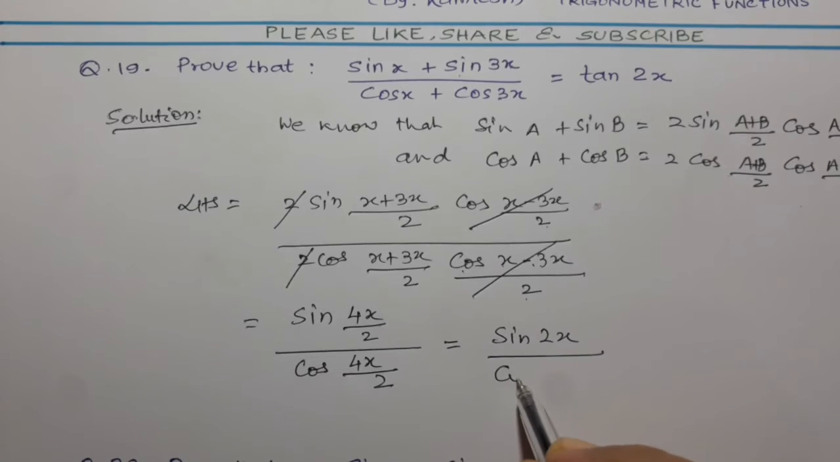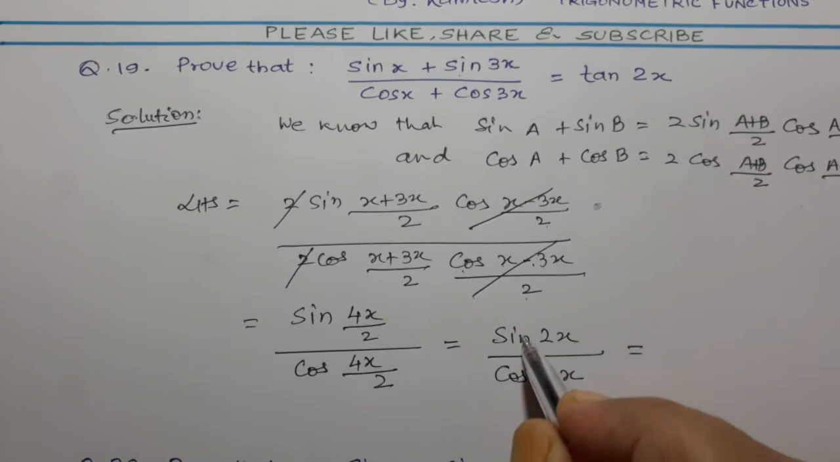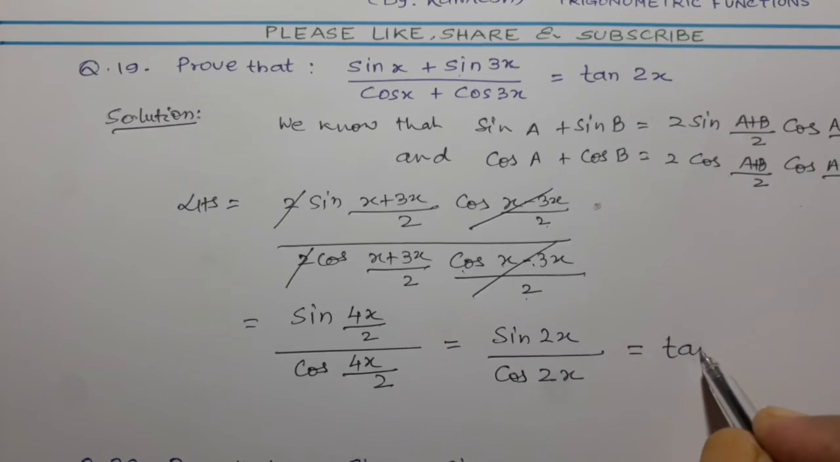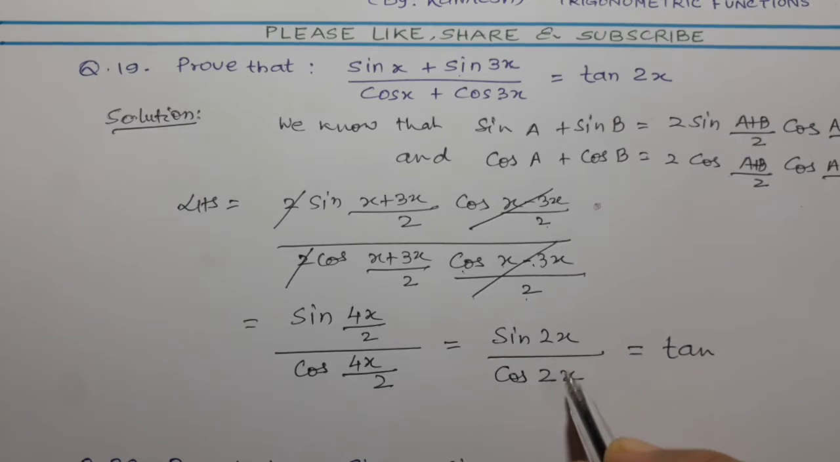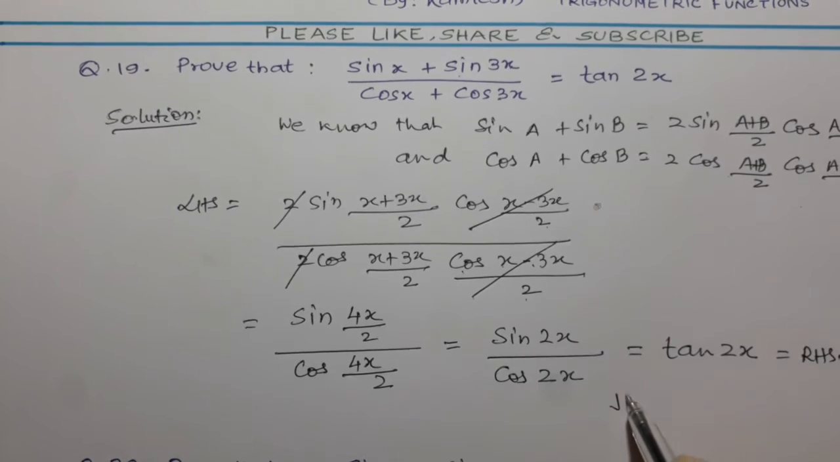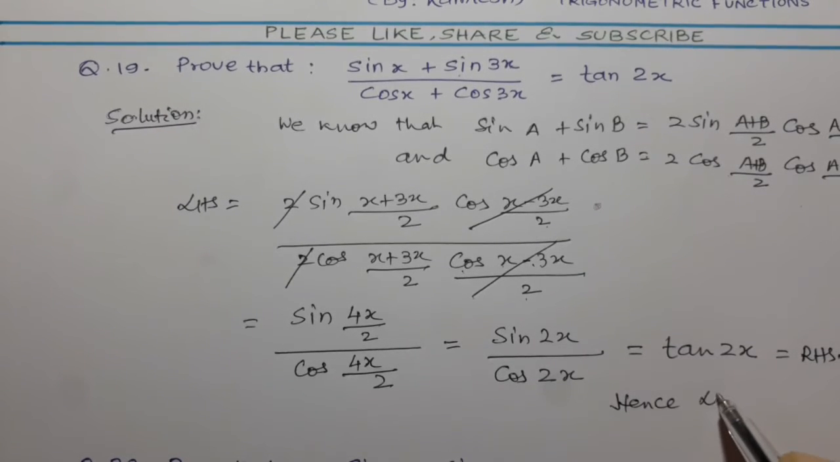Likewise cos, 4 divided by 2 will be 2, x will remain here, and we know that sin by cos equal to tan, and angle is 2x at both places, so we shall write tan 2x, and this is our RHS. Hence LHS equal to RHS proved.